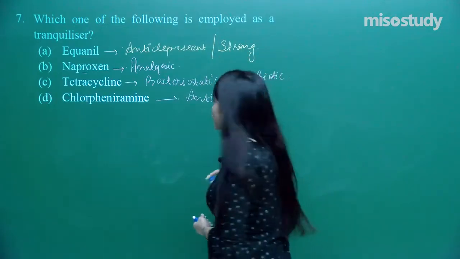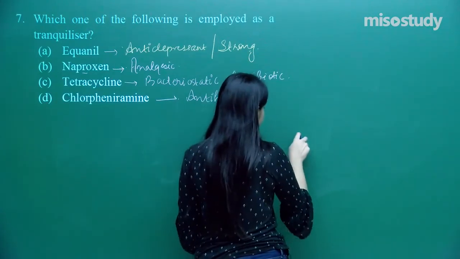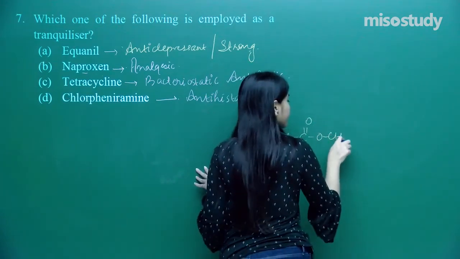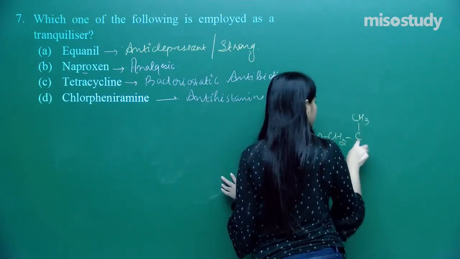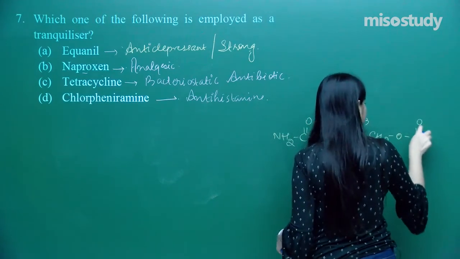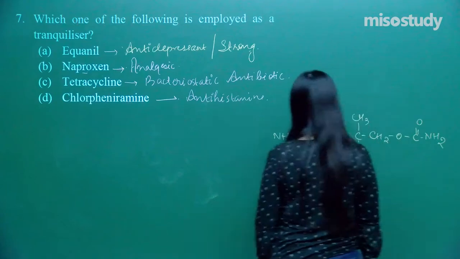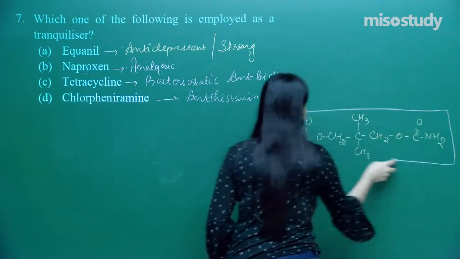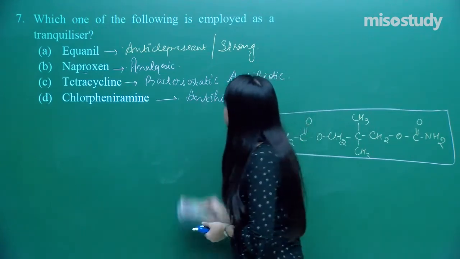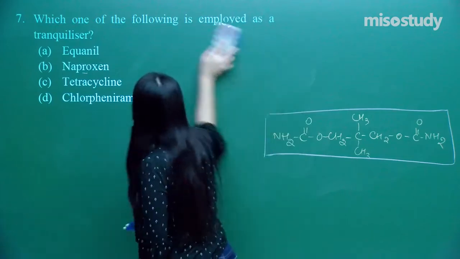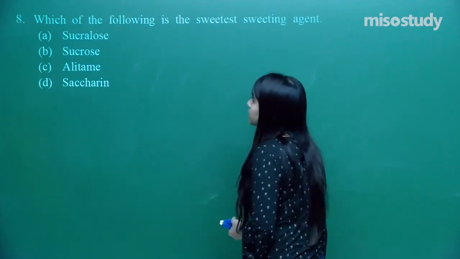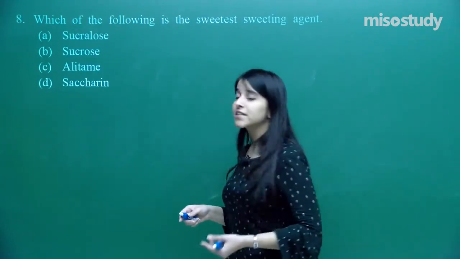So let us just have the structure for Equanil. Equanil. So that is a simple kind of a structure we have already discussed in the sessions. So I hope you all have followed my sessions earlier regarding chemistry in everyday life. So that is the drug that we are dealing with. That is Equanil. So let's move on to the next question. What does the next question say? So it's, which of the following is the sweetest sweetening agent?